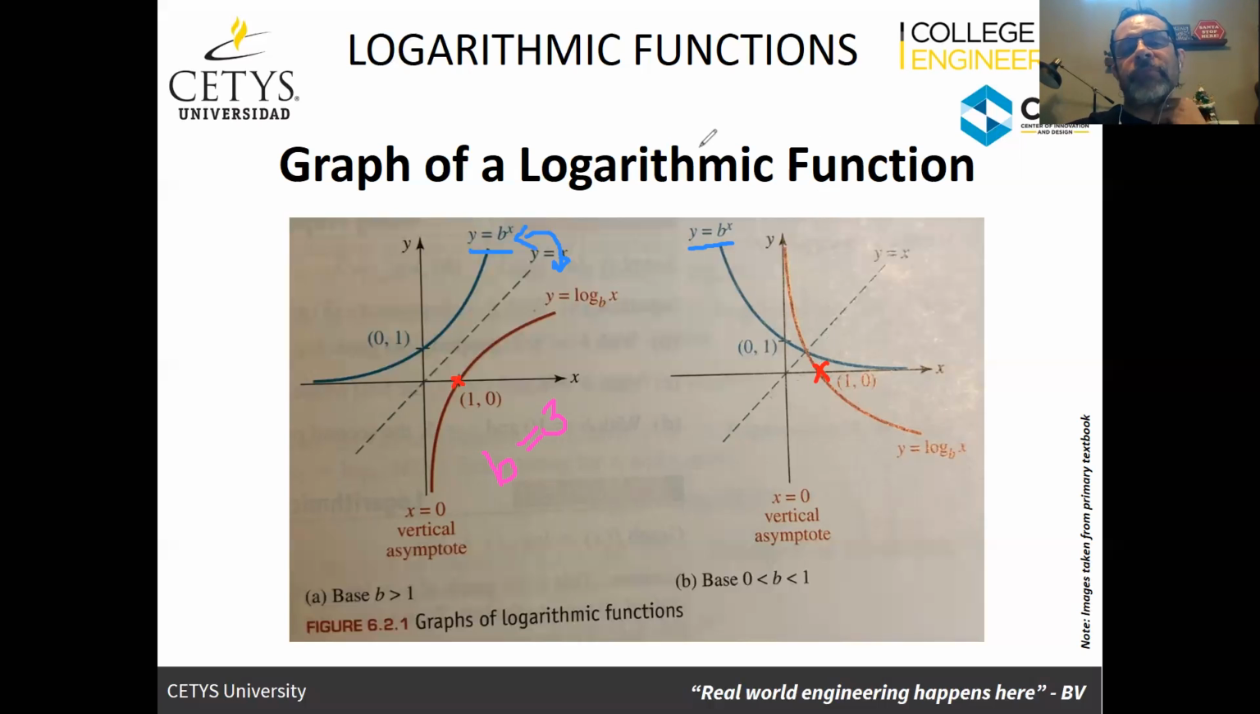That's also important here. In the case where b is larger than 1, the function is increasing. With b between 0 and 1, the function is decreasing. And just to be clear, here, for example, would be the case where b equals 1/3, just as an example. So here b is larger than 1. Here b is between 0 and 1. We see these two behaviors.